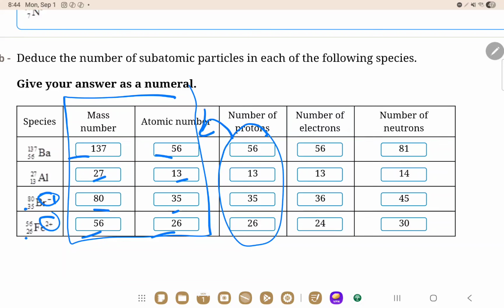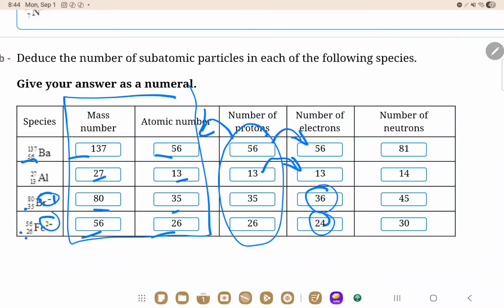So to get the electrons, this one is copy-paste protons. You copy it onto the next row. And this one too. For this one, it's minus. Br minus 1. So it's 35 plus 1, because you gained an electron to make it minus. So it's 36. Here it's 26, 2 plus, so minus 2. 26 minus 2 is 24, because you gave away 2 electrons.